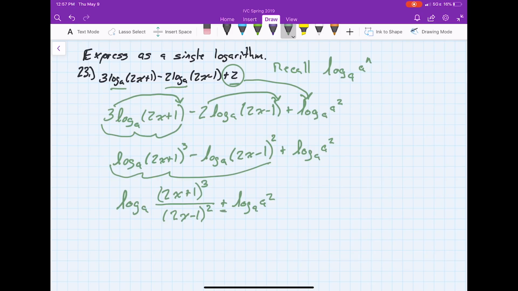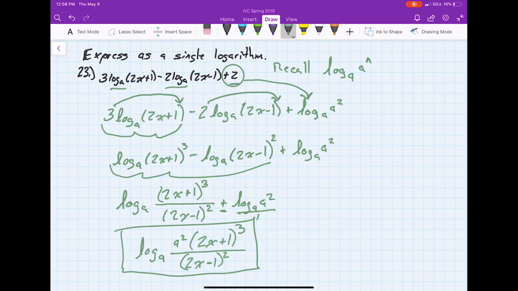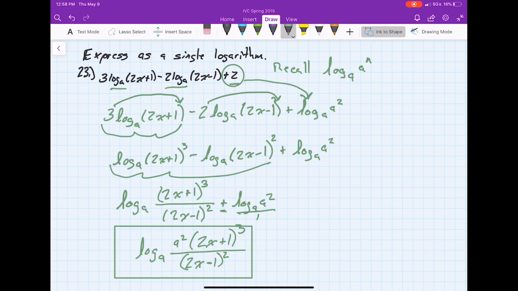Now, since this is a plus section here, I'm going to multiply this. So really I have a squared over 1. And so that means I'm just going to put a squared times this upper part, or the numerator. Don't forget the cubed. And the bottom part is times 1, so it just remains the same. And there you go. Bob's your uncle. We have finished number 23. Let's get a better box here. There we go. And now 24.